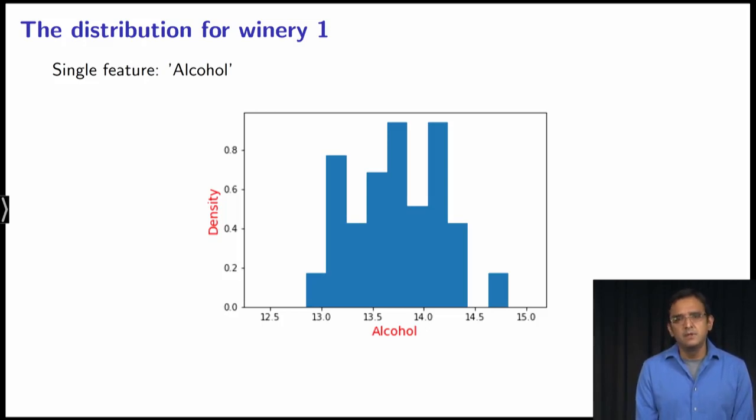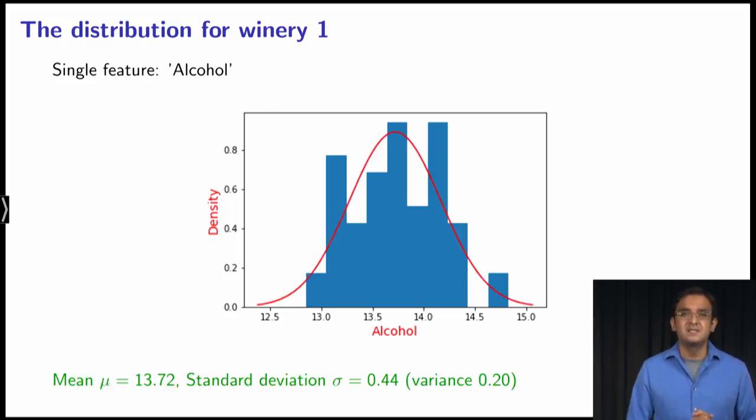So how do we fit a Gaussian to this? Well, to fit a Gaussian, we just need to figure out the mean and the variance. So we take our 43 alcohol levels, and we compute their mean, and we compute the variance. That's very quick. It's just 2 lines of code. And what do we get? This is the distribution we get.